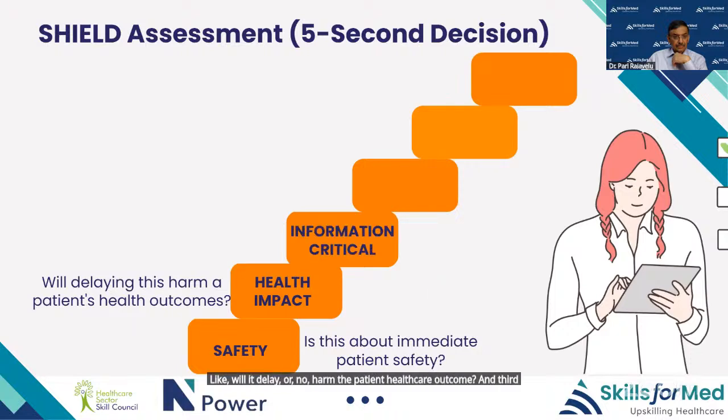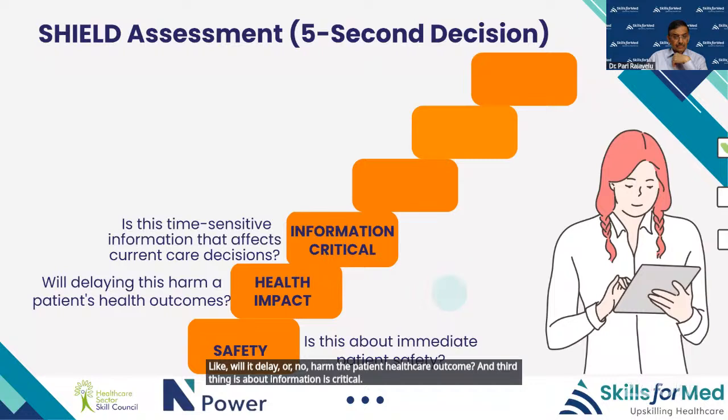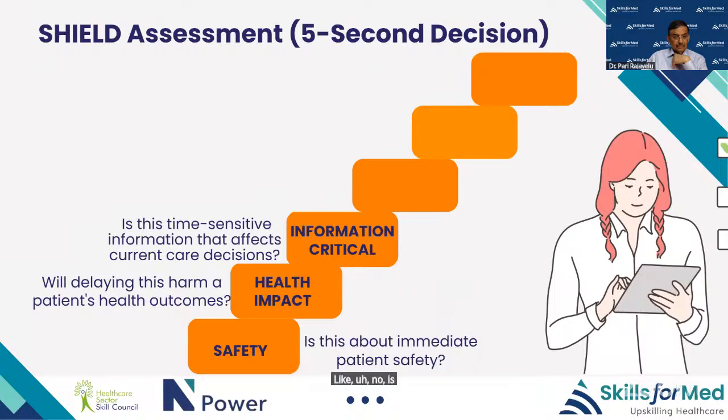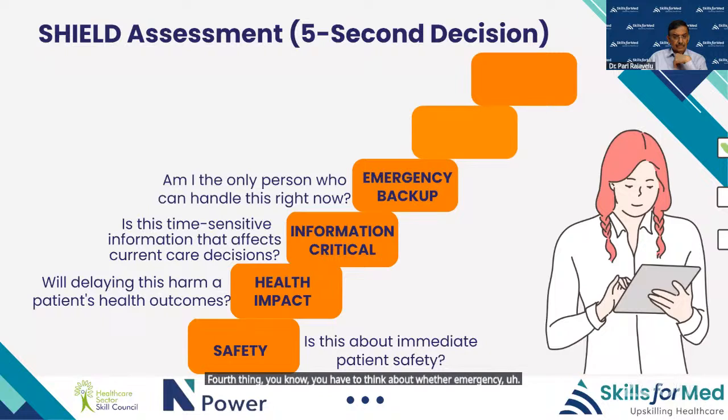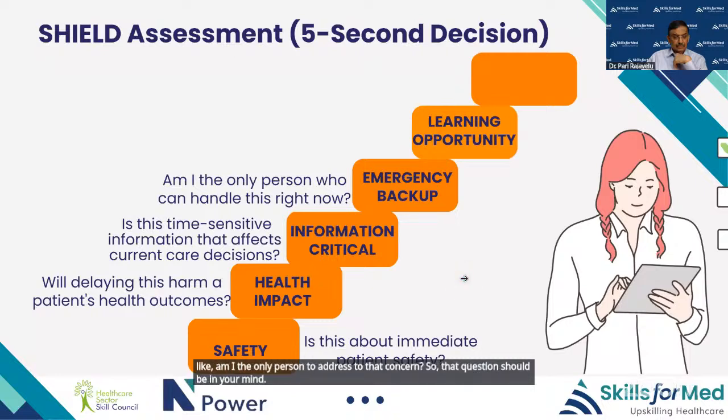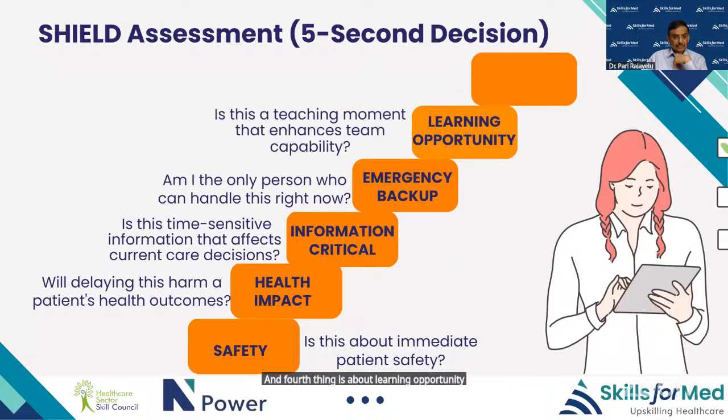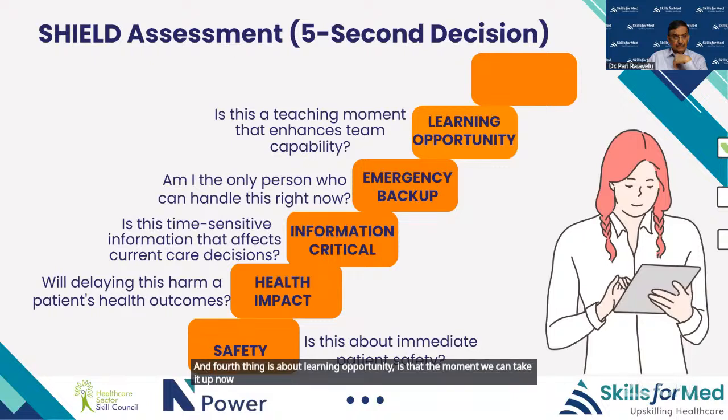And the third thing is about information being critical: is this time-sensitive information that affects a current care decision? The fourth thing, you have to think about emergency backup: am I the only person to address that concern? That question should be in your mind. And the next thing is about learning opportunity: is this the moment we can take it up now and teach our juniors how to manage this well, to enhance the team's capability?